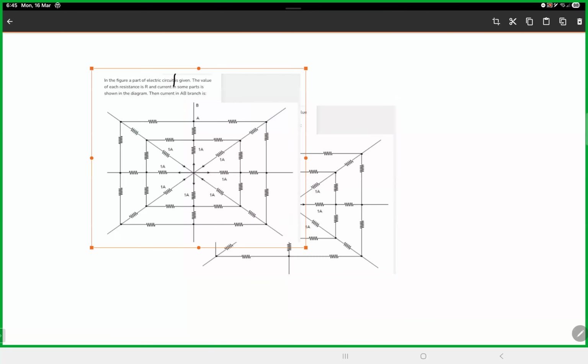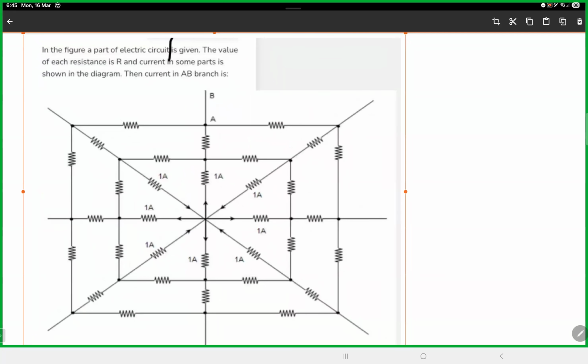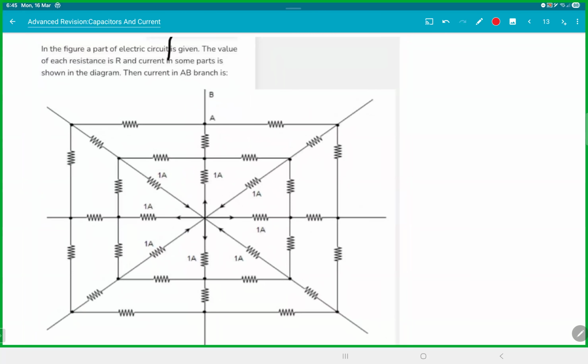This is another beautiful question. We have done it in the class notes, but it's a worthy question. Let's see how many of you remember this. So we have a circuit like this. This is 1 ampere going out, 1 ampere coming in, 1 ampere going out, 1 ampere coming in, 1 ampere going out, 1 ampere in, out, in. This much we know. You need to find what is the current in the branch AB.